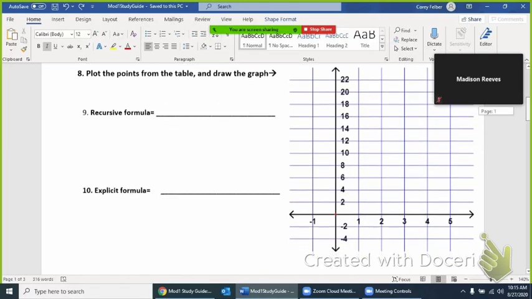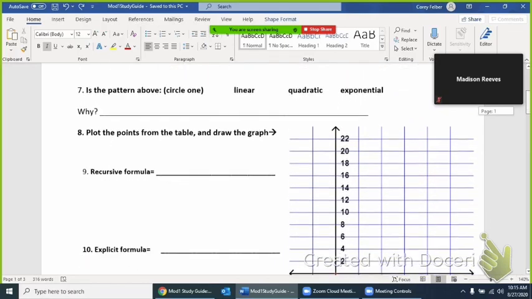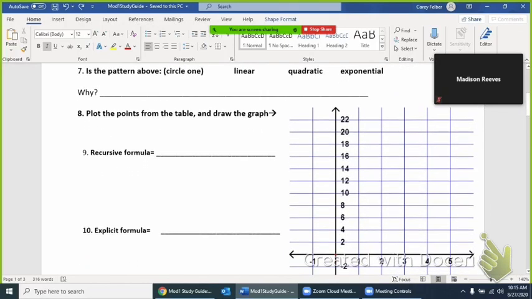All right, then we get to recursive formulas. Okay, we talked about, oh, that shouldn't be on there. You won't have this on your test. Remember we said for quadratic ones, no recursive formulas. So you will not have to put this on your test.